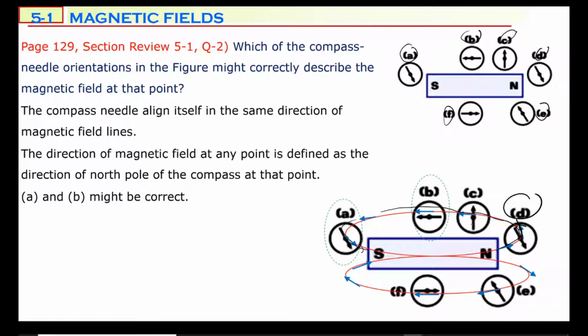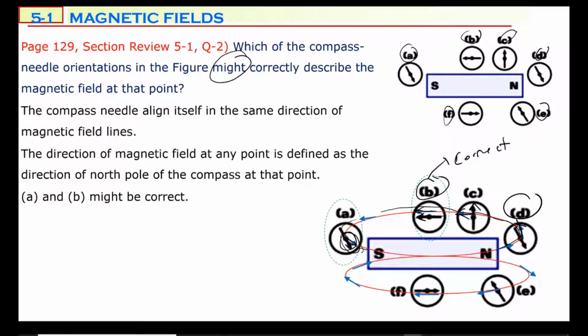So in C, the compass needle seems to be perpendicular to the external magnetic field. This is also not possible. But in D, the compass needle is to the left, and the magnetic field line is also to the left. This is possible. Correct one. In A, the compass needle and magnetic field lines also seem to be in the same direction. This might also be correct because the question says might. We cannot know exactly, but they seem to be in the same direction in A.